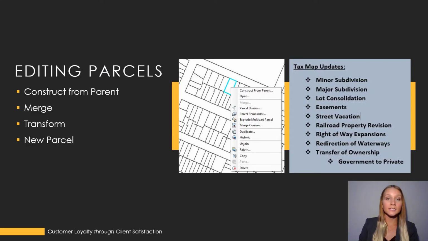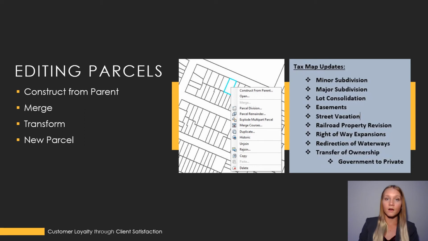There were several different types of edits that needed to be made to the parcels. One was subdivisions, in which we could use construct from parent, and from there we could add a parallel offset or a break line, depending on how simple or complex the subdivision was. Another edit was consolidations, in which we could select two or more parcels and merge them together.